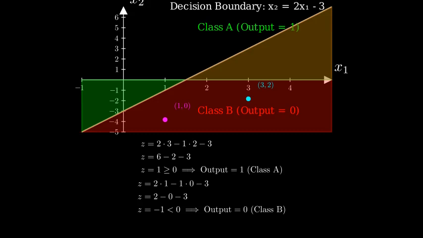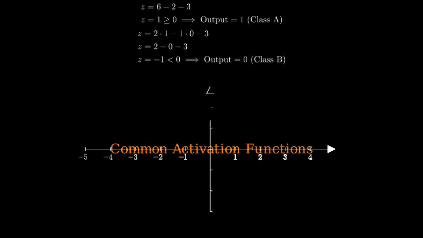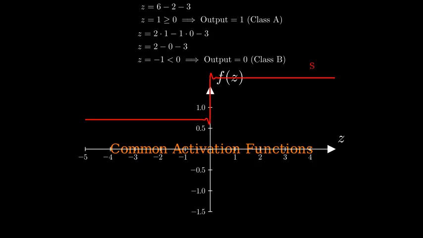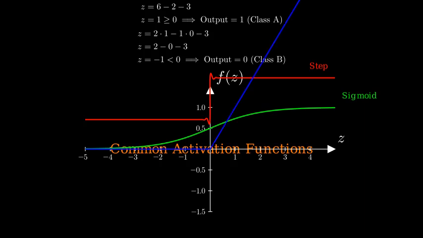So far, we've been using a simple step function as our activation function. However, modern neural networks often use different activation functions like the sigmoid, ReLU, rectified linear unit, or tanh. The sigmoid function squishes any input into a value between 0 and 1, making it useful for probabilities. ReLU outputs 0 for negative inputs and keeps positive inputs as they are, which helps with faster learning. Tanh is similar to sigmoid, but outputs values between -1 and +1.